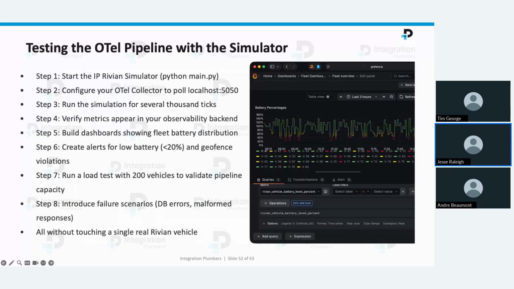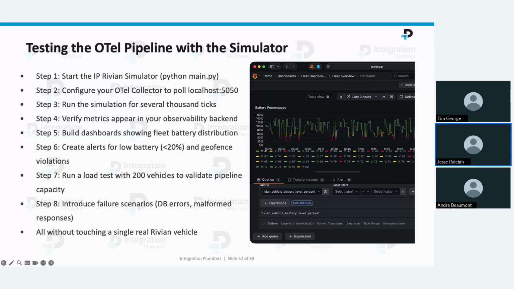Here's the step-by-step workflow for testing your OTel pipeline end-to-end. You start the simulator, point your collector at localhost, run the simulation forward for several thousand ticks to generate a realistic volume of data, and then verify that the metrics appear correctly in your observability backend. From there, you can build dashboards, create alerts for critical conditions like low battery or geofence violations, and run load tests with all 200 vehicles to validate that your pipeline can handle the throughput.